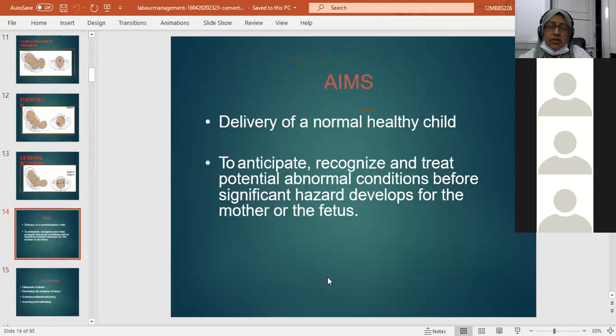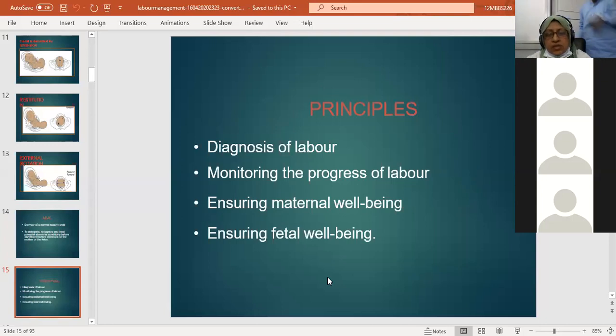And what is our aim? Our aim is to deliver a normal healthy child, to anticipate, recognize, and treat the potential abnormal condition before significant hazards develop for the mother or the fetus. What are the principles? Principle ये है कि you must diagnose the labor, whether the patient is in labor or not. How will you monitor the progress of the labor? That is the maintenance of the partogram, ensuring the maternal well-being, ensuring the fetal well-being. ये हमारे principles हैं while you are conducting the normal labor.